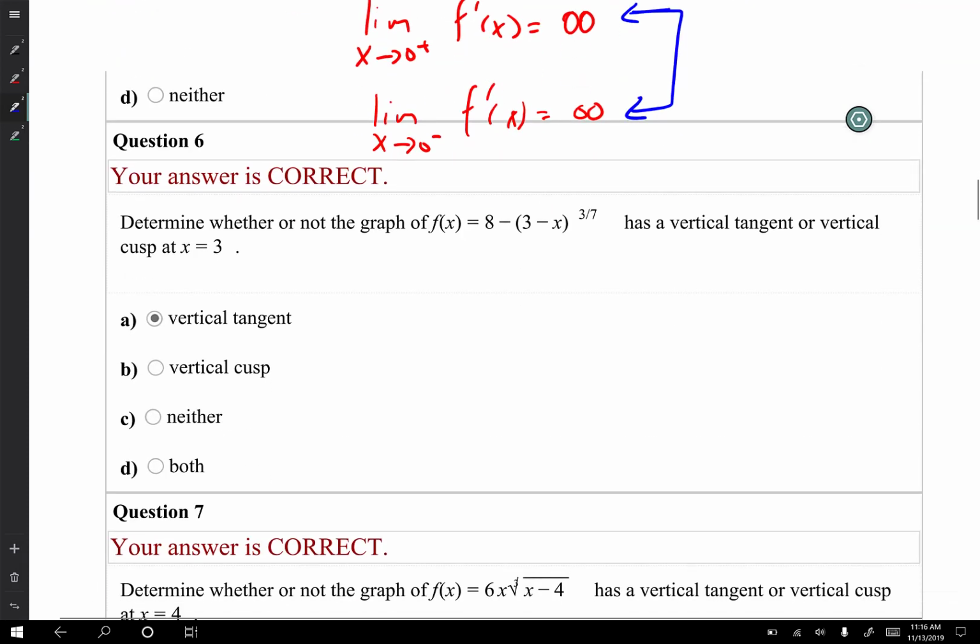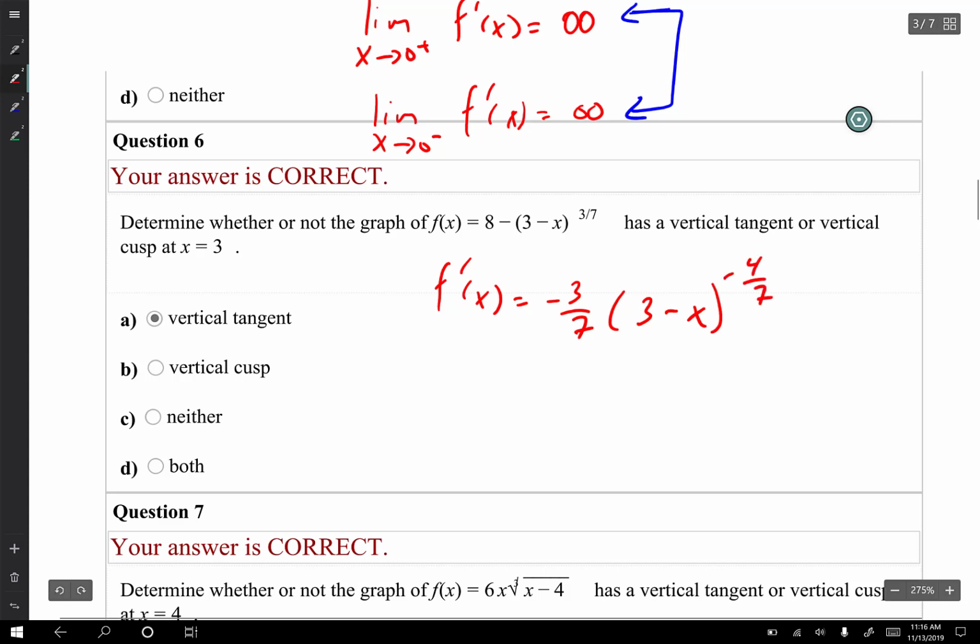I'm going to take a derivative again. So let's take a derivative. F prime of x is equal to, let's see, I have that negative there. So negative 3/7, 3 minus x. I subtract 7 over 7. So let's see, 3, 4, 5, 6, 7. So a negative 4/7. So again, I have a negative 3 over 7, 3 minus x to the 4/7.